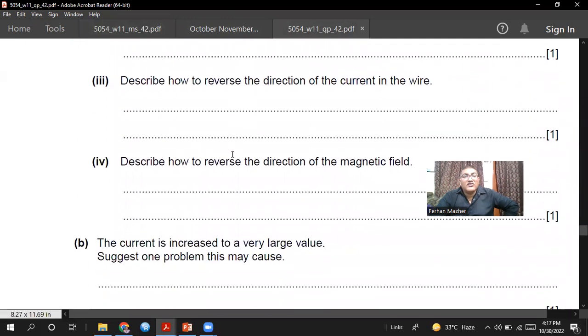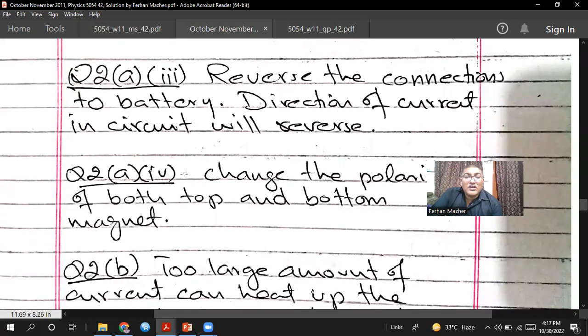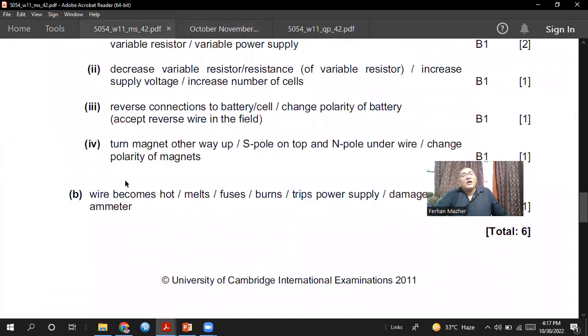Okay, the next question is describe how to reverse the direction of the current in the wire. So connection of the wires with the battery, just switch them, interchange them with each other. So the direction of the current flowing through the circuit, that will change. Reverse the connection to battery, direction of the current in the circuit will reverse. So this is that answer.